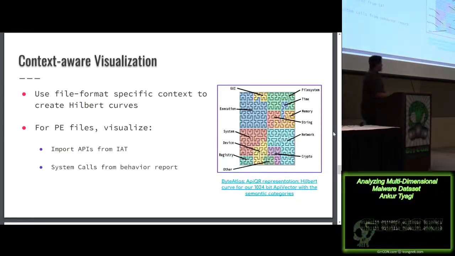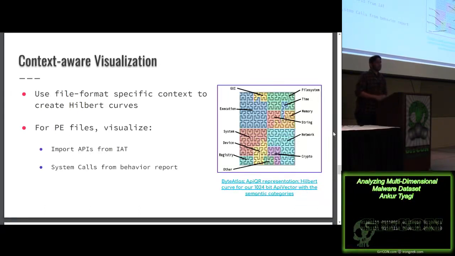So the image that you see here on the right is an API QR representation. It's a 1024 size bit vector. It has 1024 Windows APIs mapped into it. All APIs have a fixed location, so no matter what file you have, the common APIs will always be at the fixed offset, and as such, the problem that we saw earlier of the data moving around will not be there, because we are making sure that all the bytes are at a fixed index.